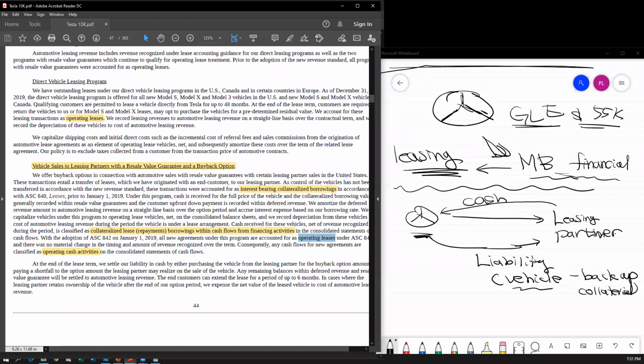There is no revenue. So even though it says the vehicle is sold to a leasing partner, in accounting, how Tesla interpreted the accounting principle was that this is not actually a sale of a vehicle. It's similar to a loan. You're borrowing money from a leasing partner. So you do not report it in revenue. And that's interesting, right? But that's how the company reported this transaction according to this ASC 840 lease accounting principle. And that's what I'm trying to say here.